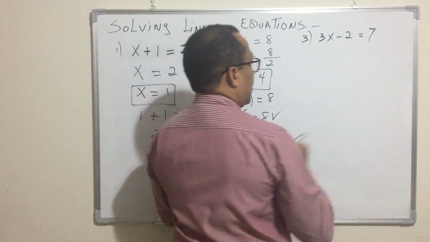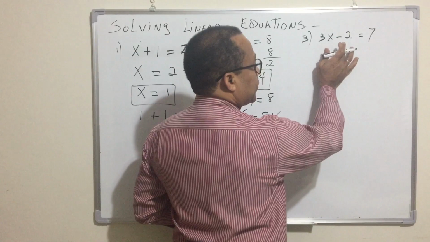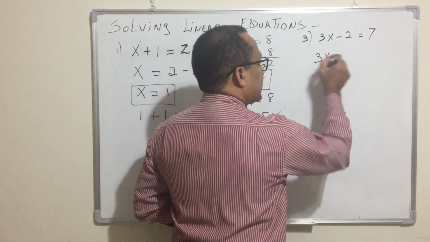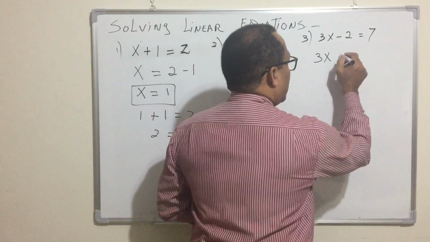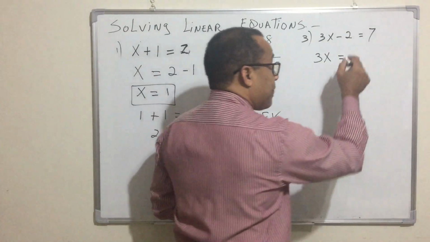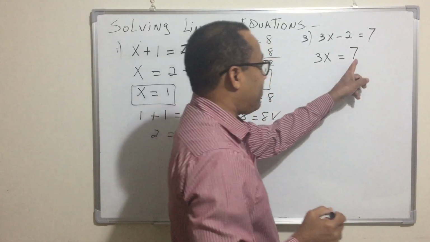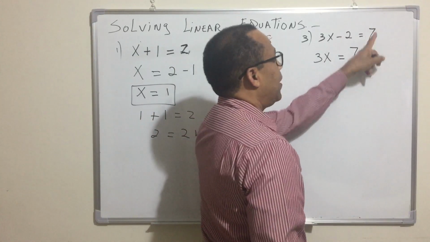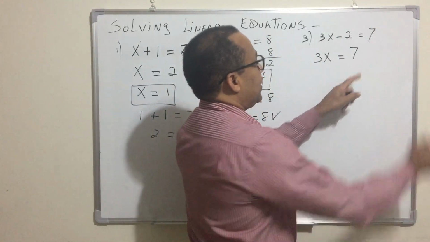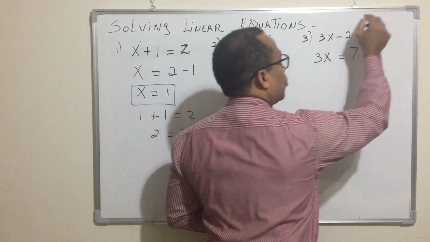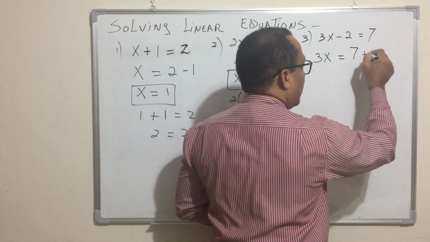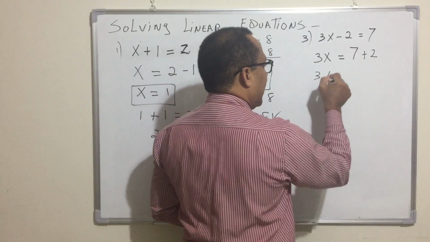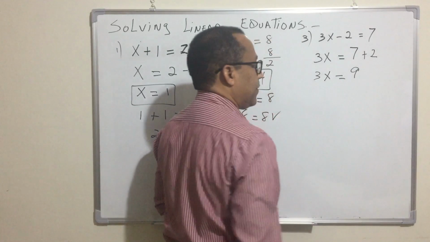So step number 1 will be, the number 2 is subtracting, it goes adding. So I'm going to bring down the 3x equals, I copy the 7, because the number 7 is waiting for this number to go with it. Not the 2 first, but the 7. The number 2 is subtracting, it goes adding. So this will become plus 2. Therefore, we have 3x equals 9.